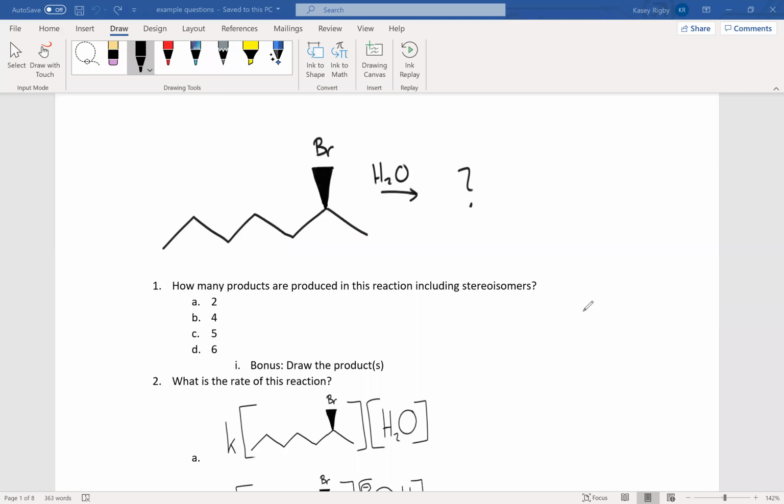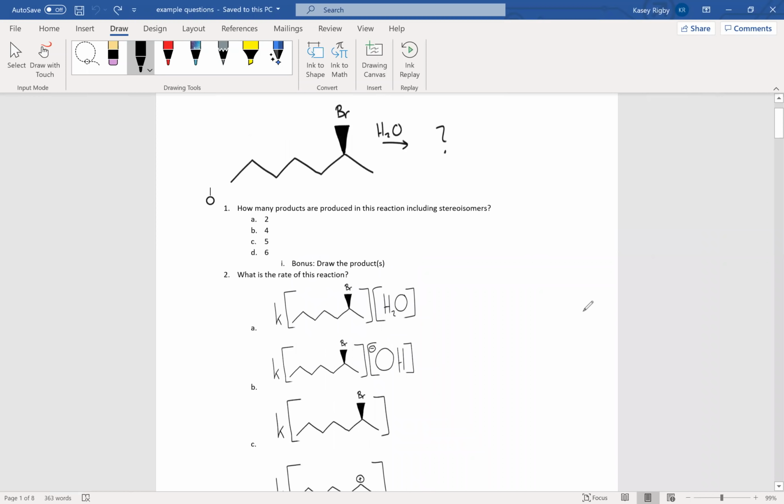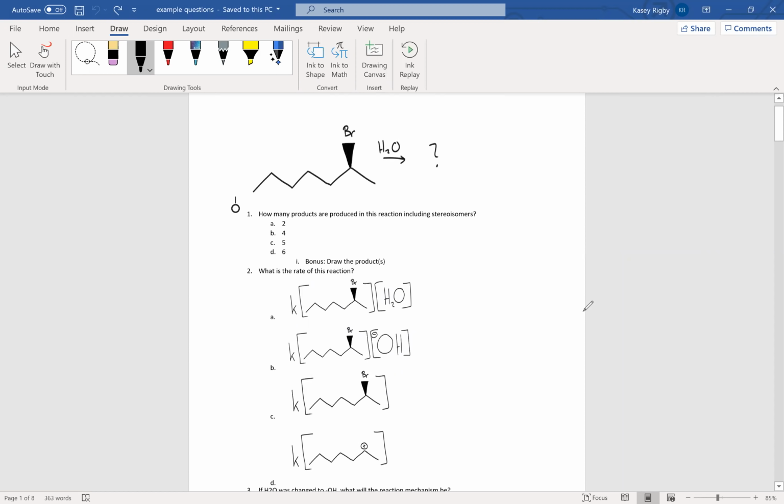Okay. So what is the rate of this reaction? So to do that, we have to look at this reaction. Well, is it only cis and trans products for E1? You can have cis and trans products for any elimination reaction.